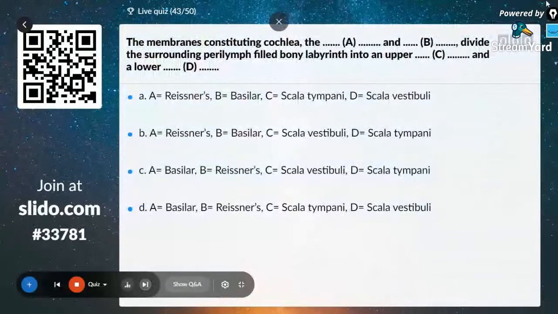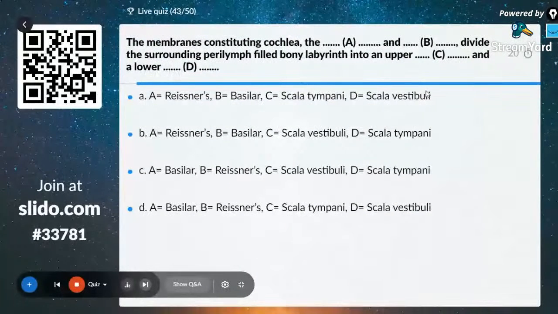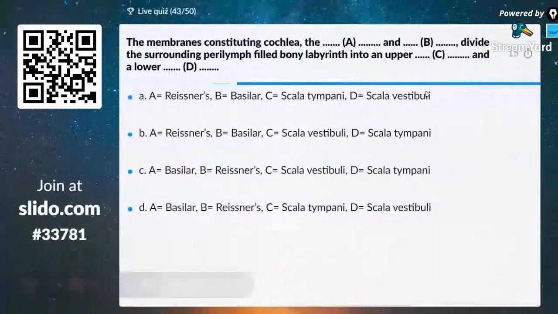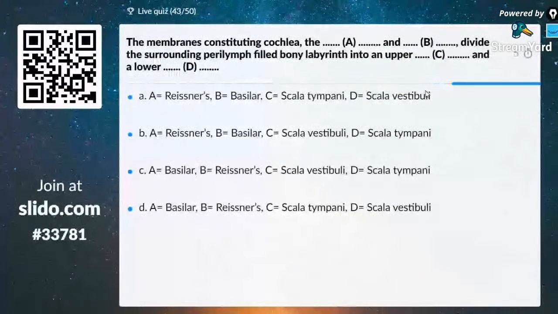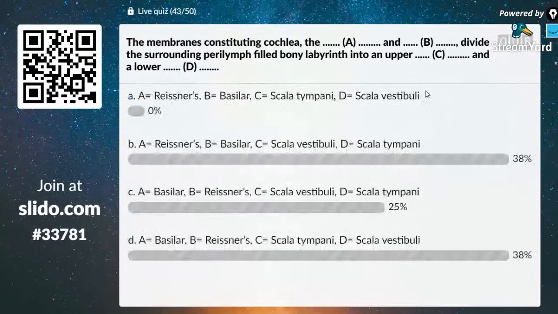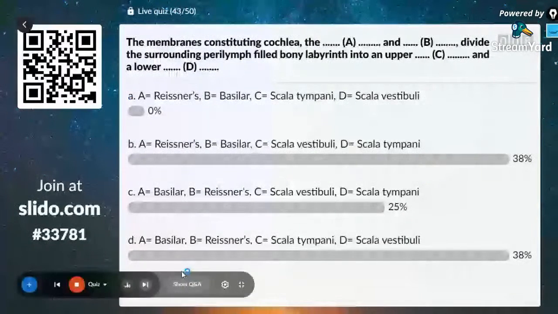Another important question. The membrane constituting the cochlea, the dash and the dash divide the surrounding perilymph filled bony labyrinth into an upper dash and a lower dash. Reissner's membrane, basilar membrane, scala vestibuli, scala tympani are the options given over here.